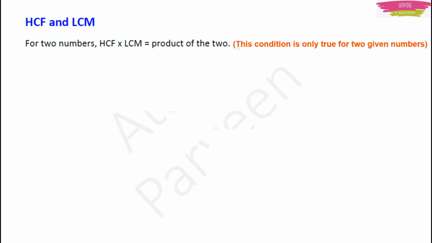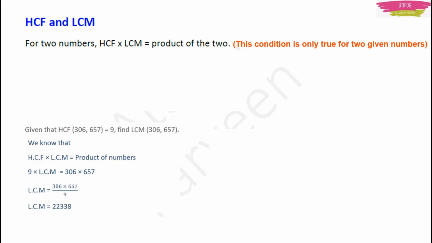Now, using this HCF and LCM, there are a few formulae which are very, very useful. First is that for two numbers, the product of HCF and LCM will be equal to the product of those two numbers. Okay. But this condition will be valid only for two numbers. If there are three numbers, then this condition will not be valid. Okay. So, HCF into LCM will be equal to the product of the two numbers.